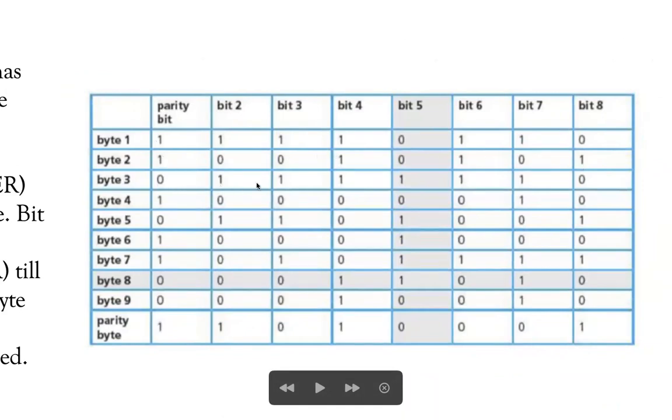Then byte 3, 1, 2, 3, 4, 5, 6. That's also fine. Byte 4 is okay as well. 1, 2. That's fine. Byte 5, 1, 2, 3, 4 is okay. 6 is okay. 7 is okay. 8, there's something wrong with byte 8. This is why it's highlighted. Look at 8. 1, 2, 3, there's something wrong with byte 8. It's not even parity. We identified byte number 8 as being odd parity. That is not agreed upon. There is something wrong with byte 8.